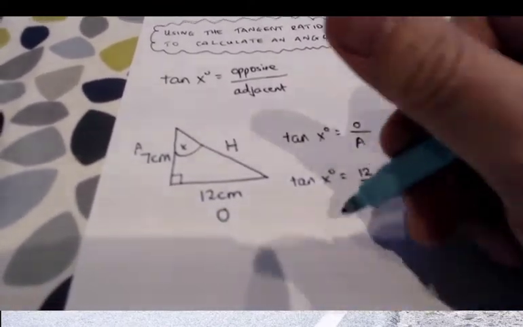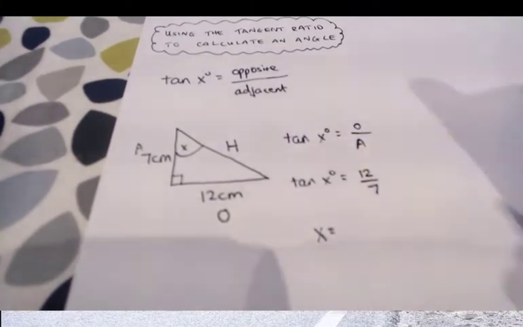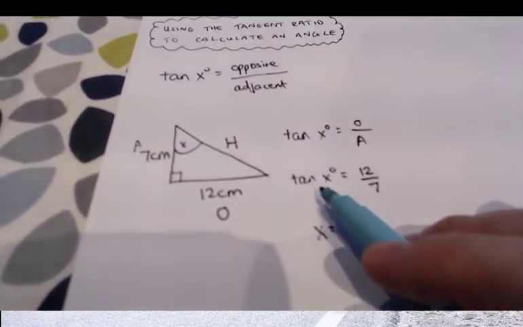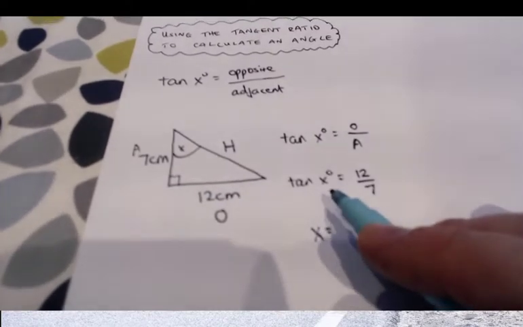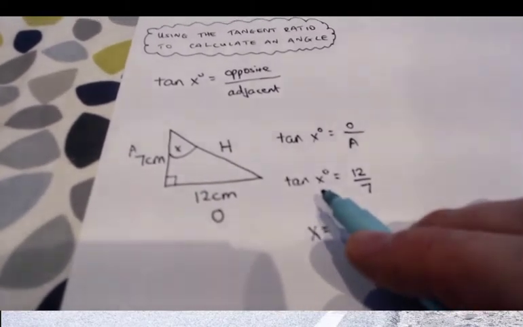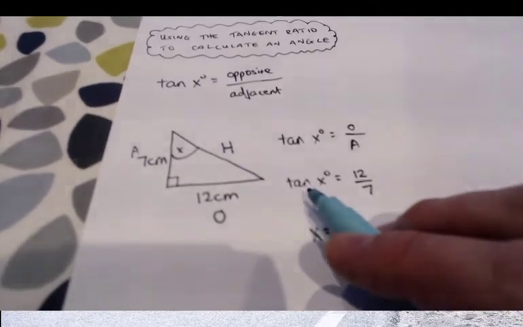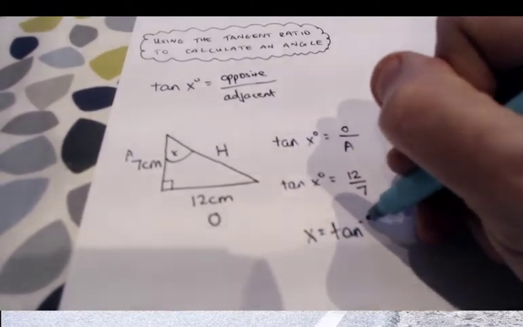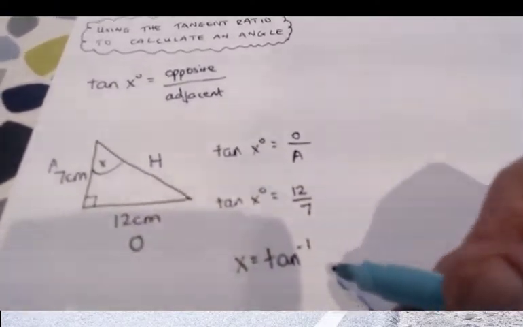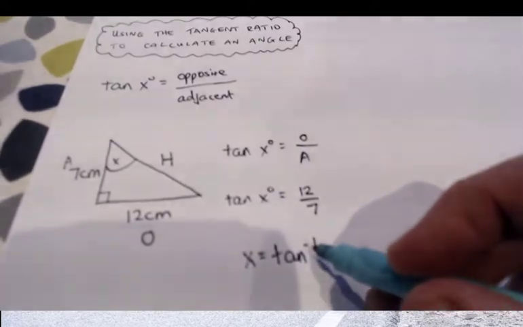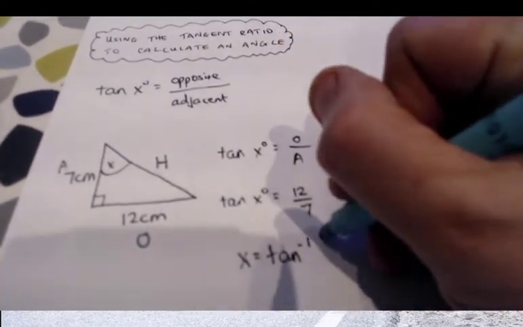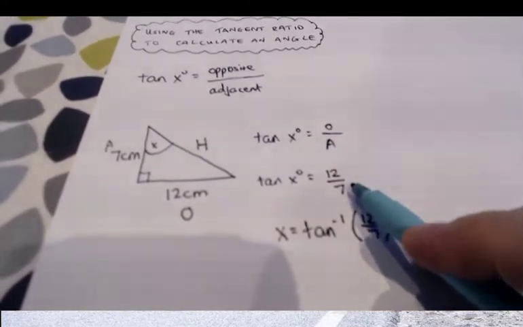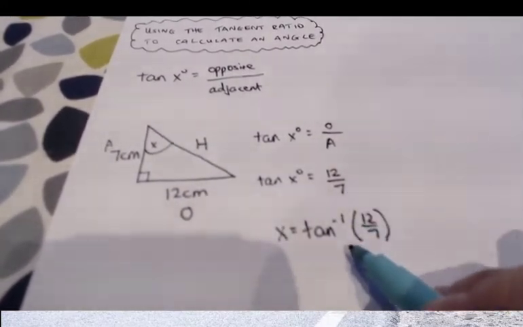Now I want to calculate the size of angle x. You see this tan thing here? This is slightly different to the ones we've done before. This is a new bit of learning for you. If I'm going to calculate the size of the angle x, I want rid of the tan. To get rid of the tan, I do the opposite of it, which is called inverse tan, and that's how you write it: tan with a wee minus 1 up here. So I want to inverse tan 12 over 7.